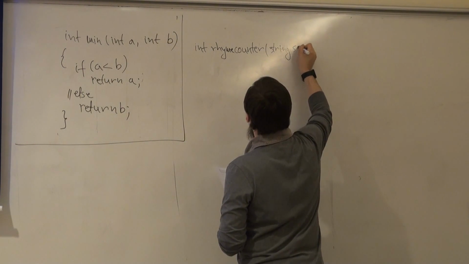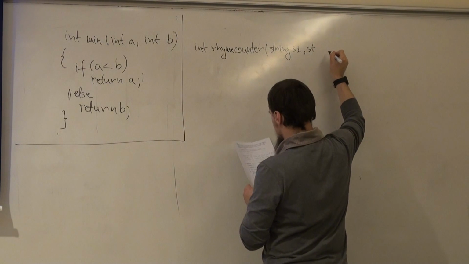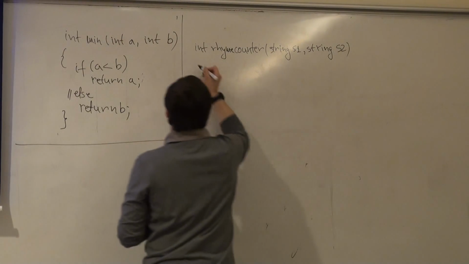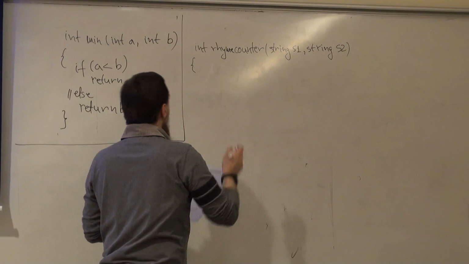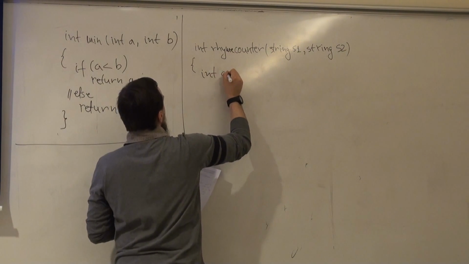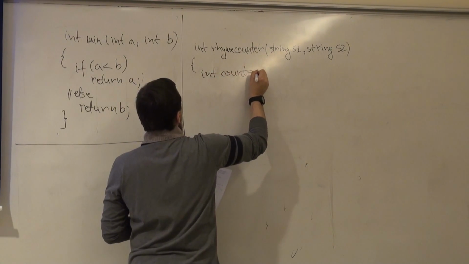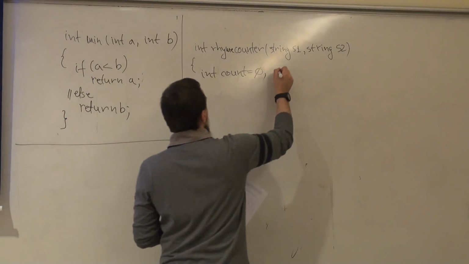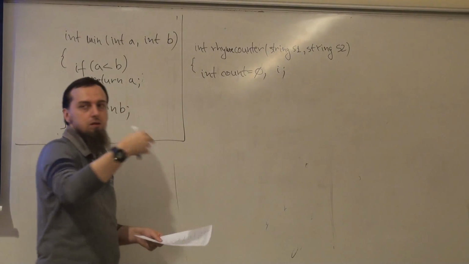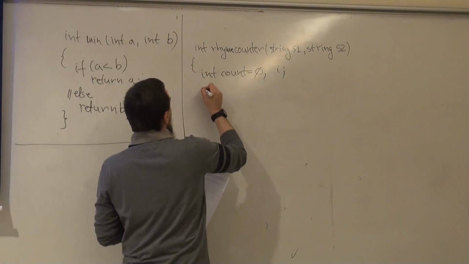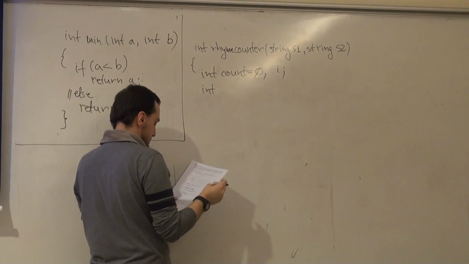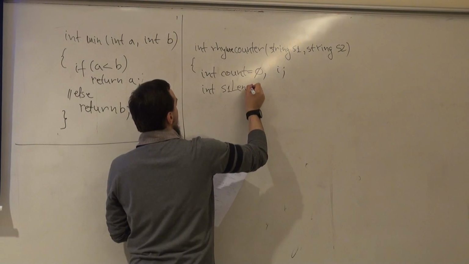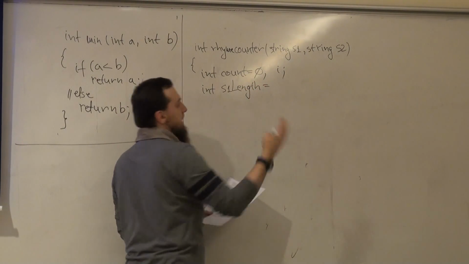So, string S1, it takes two parameters, two strings, string S2. We define the count, which is initially 0. In our example, finally it should be 9, okay? And we define another variable I, you remember I, for the loop. We defined other variables, which I also showed to you. They are S1 length, which is the length of the first string.